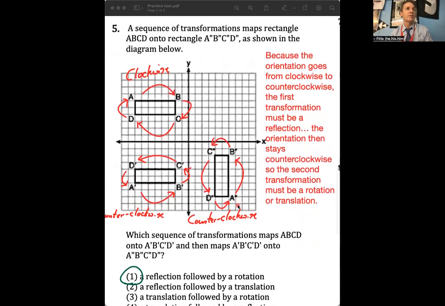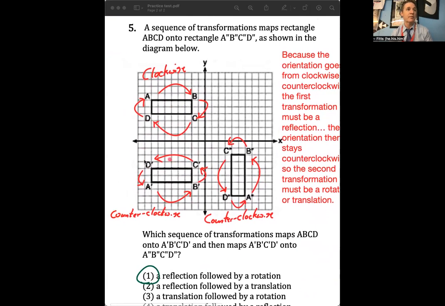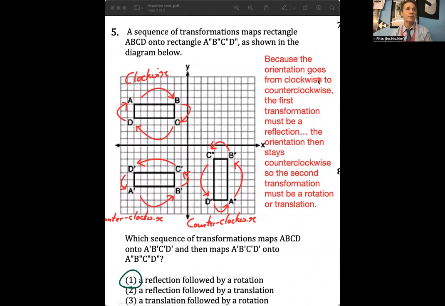Number 5, a sequence of transformations maps rectangle A, B, C, D onto A double prime, B double prime, C double prime, D double prime as shown below. Okay, again, check the order of the points. This one's going clockwise. This one's going counterclockwise, or anti-clockwise, right? And then this one's still going counterclockwise. So what I said in my little notes here, because the orientation goes from counterclockwise to clockwise first, the first transformation must be a reflection. This looks like a reflection over the x-axis, or the line y equals 0, if you will.